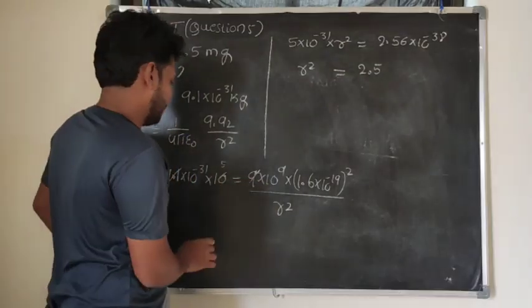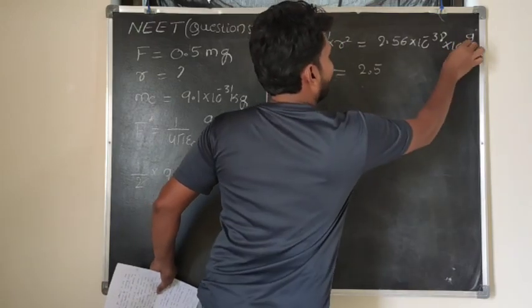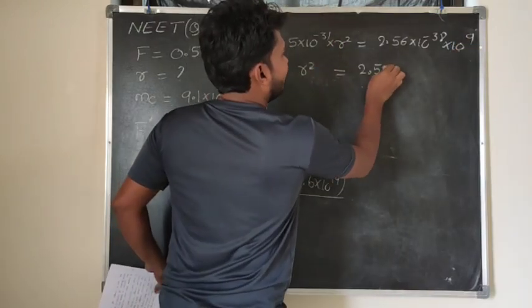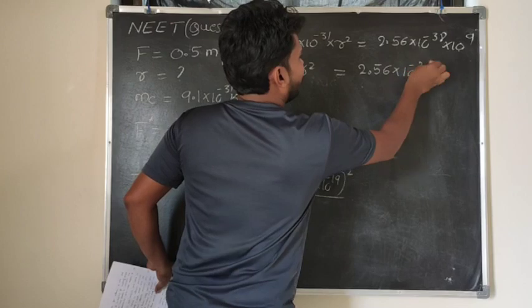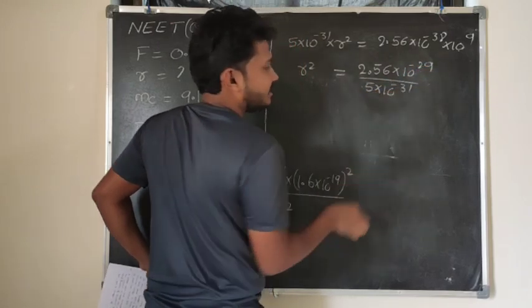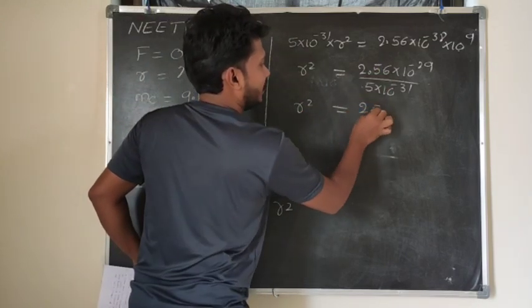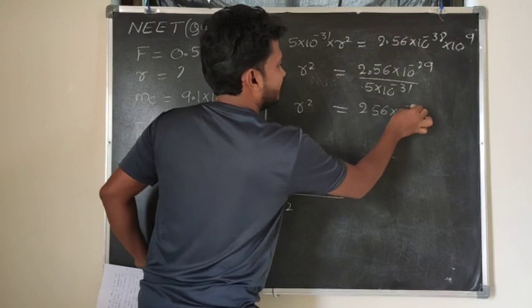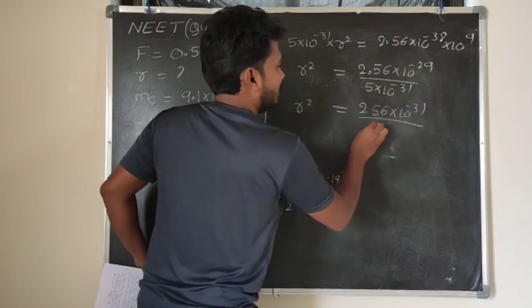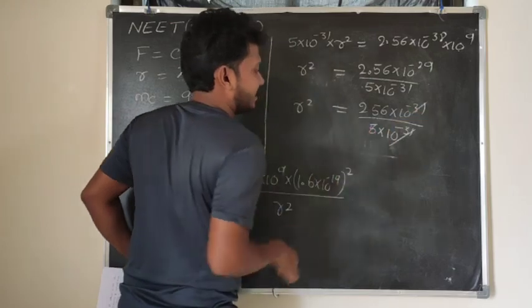here 10 to the power of 9 is there, into 10 to the power of 9, 2.56 into 10 to the power of minus 29 by 5 into 10 to the power of minus 31. So I will simplify. Shall I write this as 256 into 10 to the power of minus 31 divided by 5 into 10 to the power of minus 31, which will get cancelled out here.